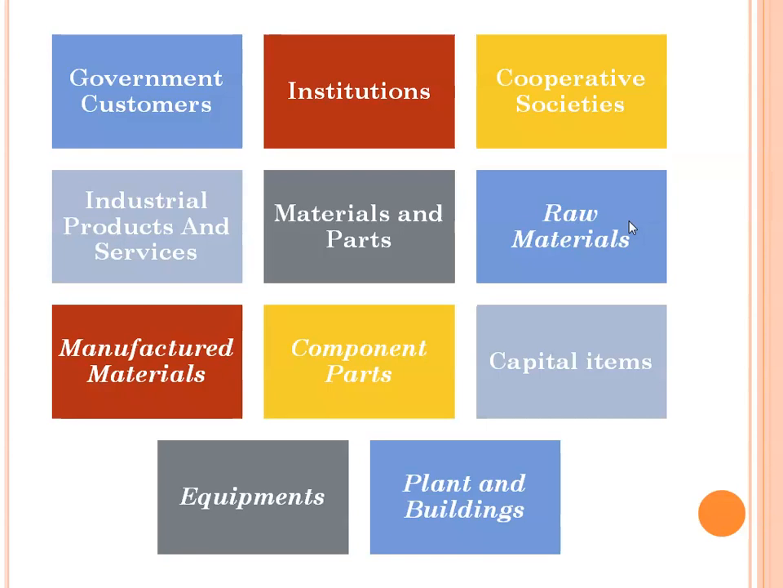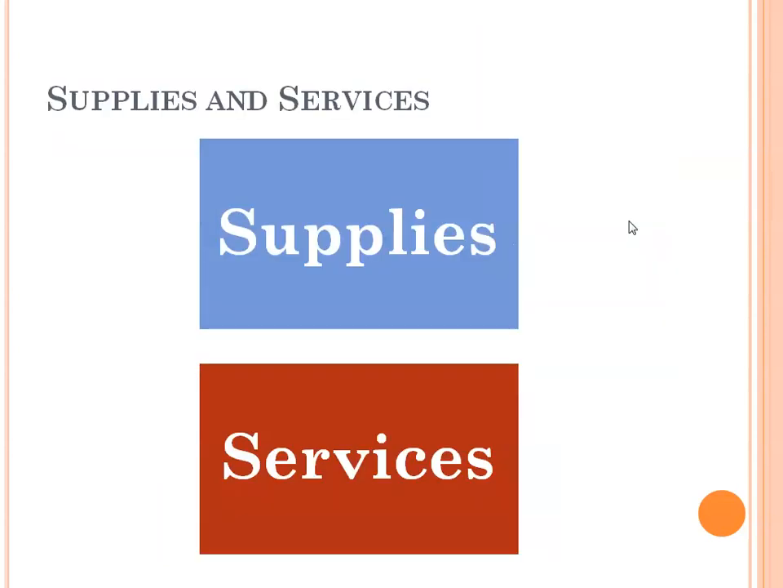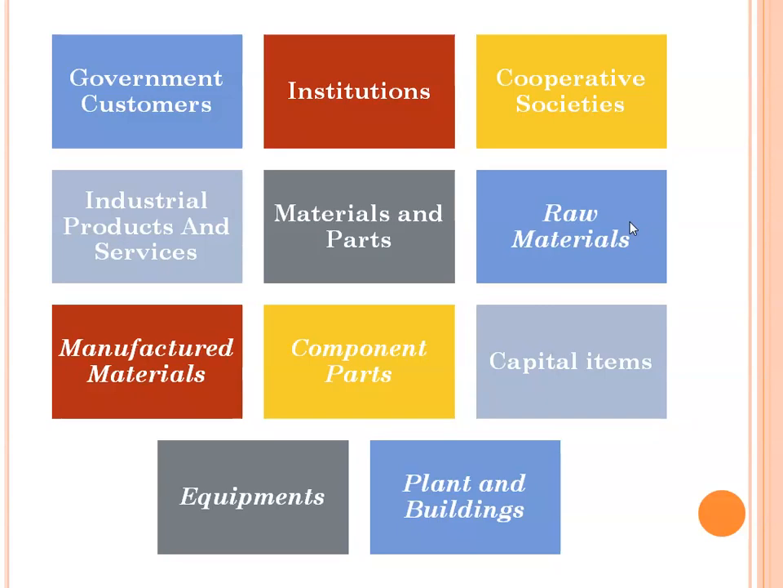Okay. So next part is government customers. Next we are talking about government customers, institutions, cooperative societies, industrial products and services. At any point, if you do not have a clear idea of what I'm saying, you can stop me and I will explain. This is simple. It is not difficult concepts yet. So we will then be talking about materials and plants, raw materials, manufacturing materials, and components and parts. I will start with the first, that is government customers. Just basic brief ideas about all these points.